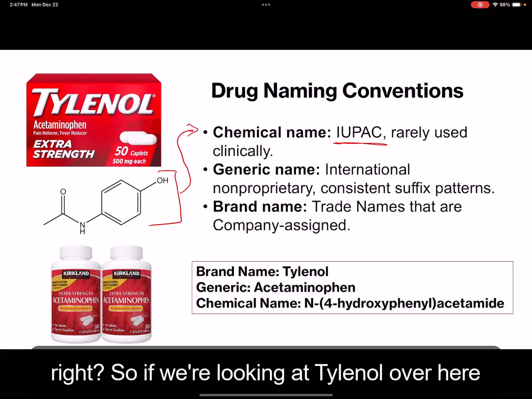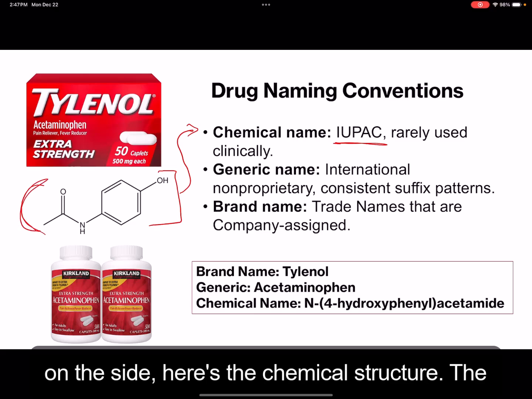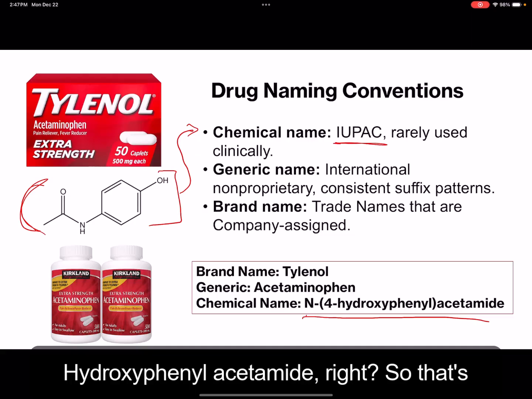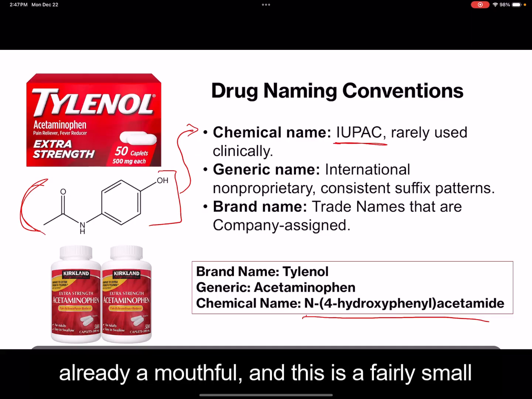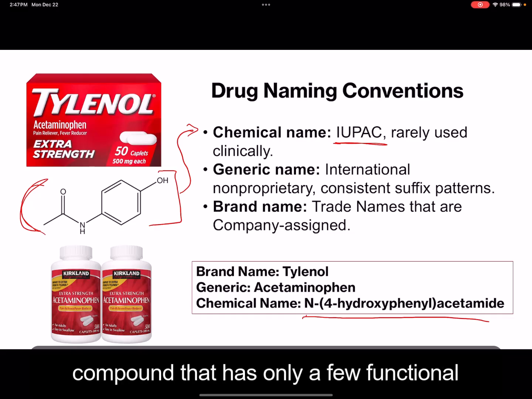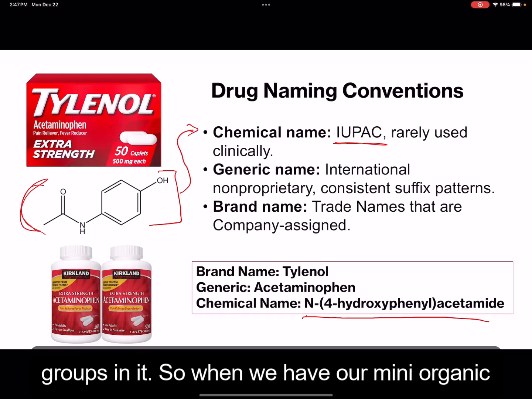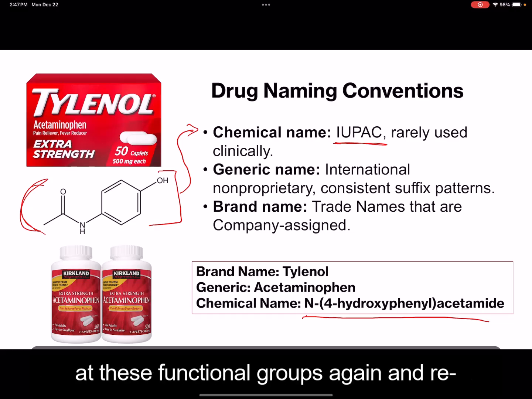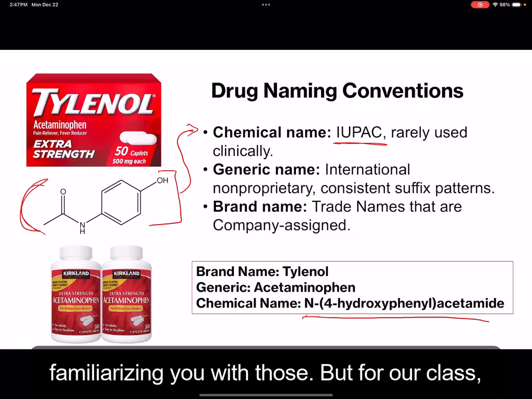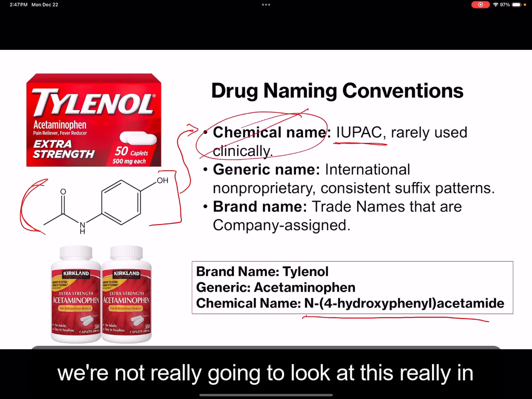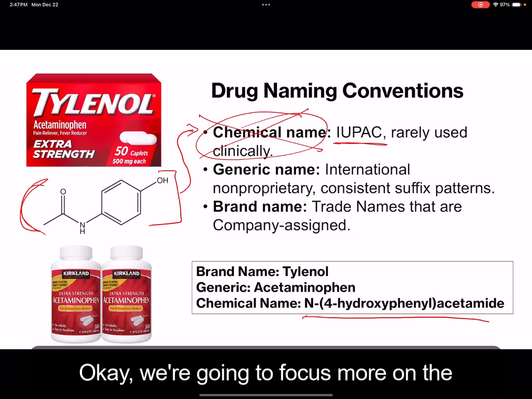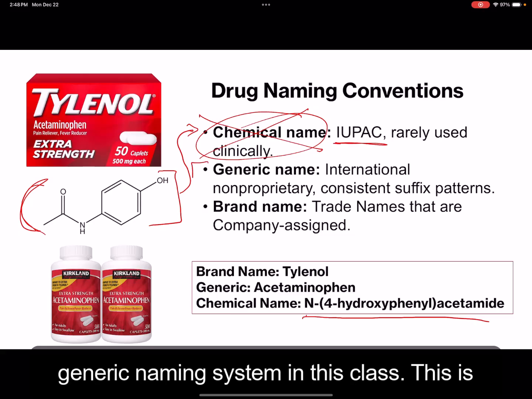So if we're looking at Tylenol over here on the side, here's the chemical structure. The chemical name for Tylenol is N-4-hydroxyphenylacetamide, right? So that's already a mouthful, and this is a fairly small compound that has only a few functional groups in it. So when we have our mini organic chemistry review, we'll focus more on looking at these functional groups again and refamiliarizing you with those. But for our class, we're not really going to look at this in detail to any great extent. Okay, we're going to focus more on the generic naming system in this class.